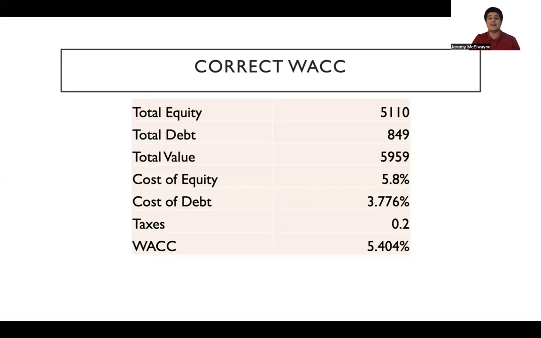Now, the correct calculations for the weighted average cost of capital use a total equity of 5.11 billion pounds, total debt of 849 million pounds, and a total value or enterprise value of the company of 5.959 billion pounds. With the cost of equity at 5.8%, the cost of debt at 3.776%, and a tax rate of 20%, we come up with 5.404% for the weighted average cost of capital.